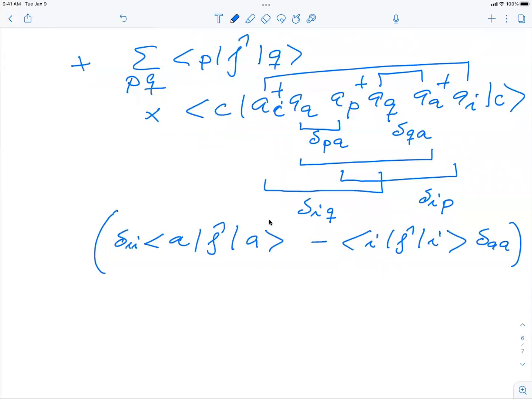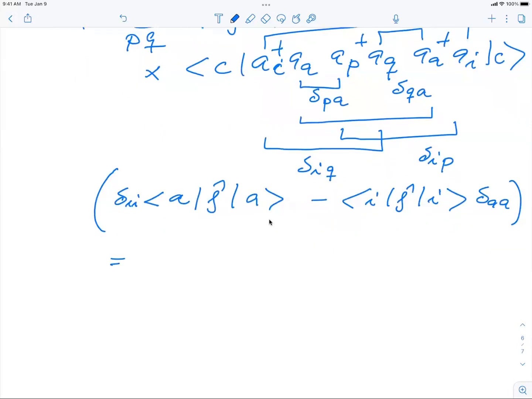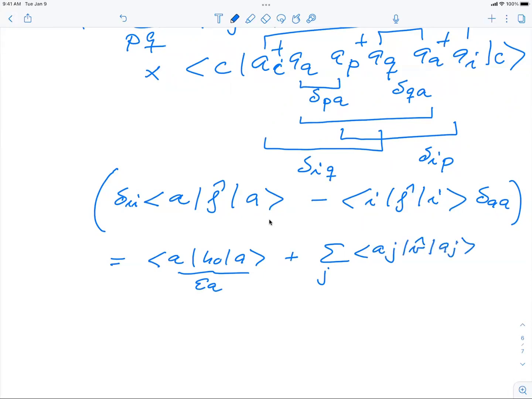Then if we open this up and write it out in detail, skipping the Kronecker deltas, this is going to contain A of H0 of A. So if A is an eigenstate of H0, this is just a constant. If we assume that, this becomes epsilon A. But then we have a new term, and the way we are going to interpret this term is actually interesting. This now contains A J of V of A J, and this is an anti-symmetrized matrix element.